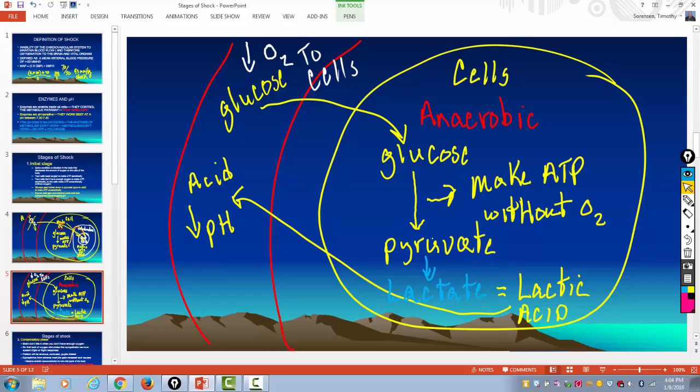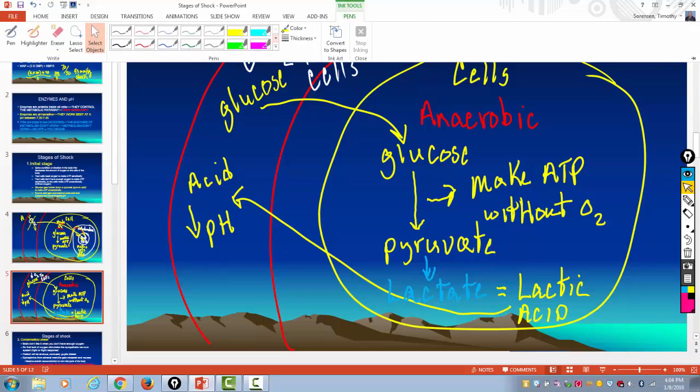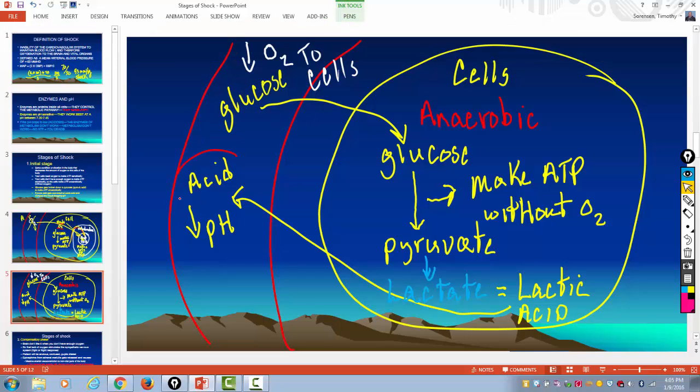It takes pyruvate, which is a pretty strong acid, and breaks it down into lactate or lactic acid, which is a little weaker. Plus, lactic acid is permeable to the cell's membrane and can diffuse into the blood. But what are you dumping into the blood? You're dumping acid into the blood. And when you dump acid into the blood, that drops your pH. You develop an acidosis. In this case, you develop what's called a metabolic acidosis. Metabolism is producing acid, metabolic acidosis.